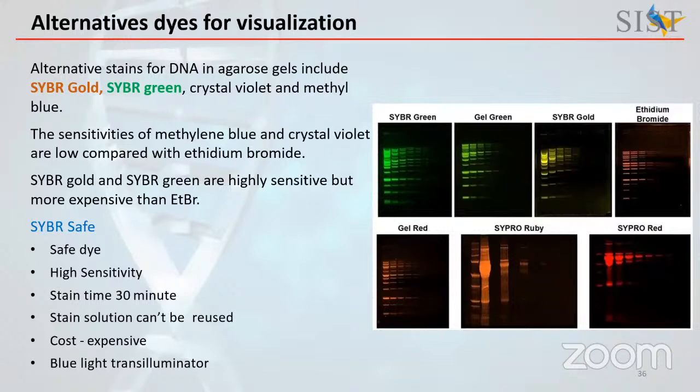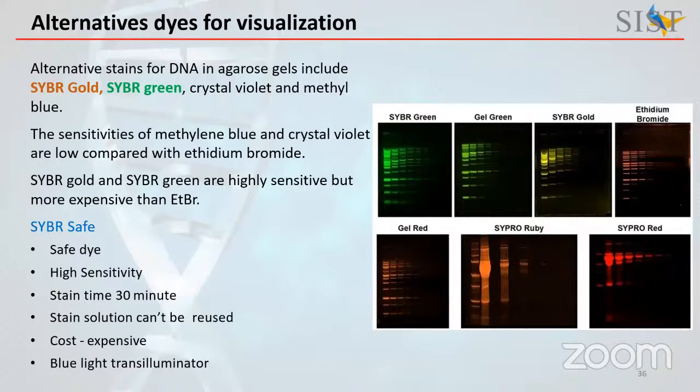ETBR has sensitivity to 0.1 microgram of DNA, but the sensitivity of methylene blue to the DNA will be lower than ethidium bromide. So we can't use it if we want to work in an efficient manner. But we can, of course, use SYBR Gold and SYBR Green dyes, which are more costly but have a high sensitivity compared to ETBR.